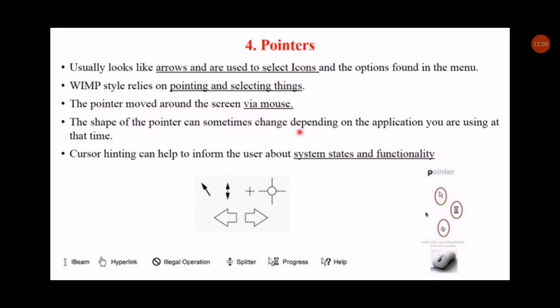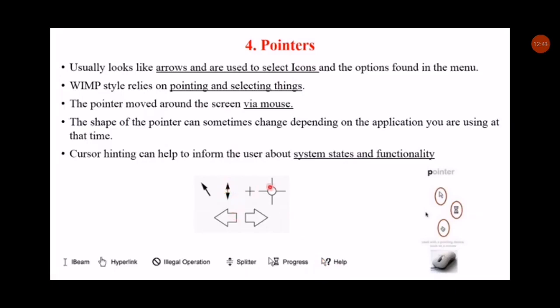The shape of the pointer can sometimes change. It depends on the application you are using at that time. It's not the same everywhere. Cursor hinting can also help to inform the user about system state and functionalities. See here, this type of pointers you have learned previously, like hyperlink, illegal operation, splitter. It shows the progress. Okay, arrow and question mark shows help. These are also types of pointers, right?